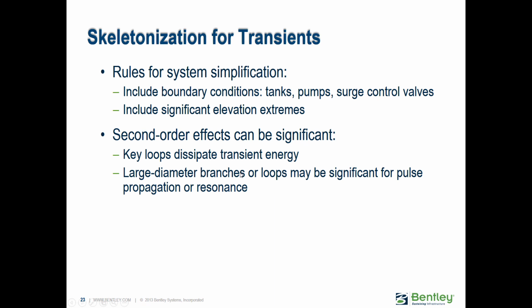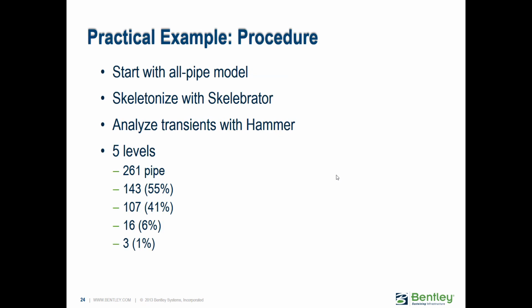Also, large diameter branches or loops may be significant. So even if these pipes are relatively far out in the system, if they have a large diameter, then there's a potential that the transient waves may travel down those pipes and reflect back and still be significant by the time they reach back to the other areas of interest. So a practical example of a procedure here.